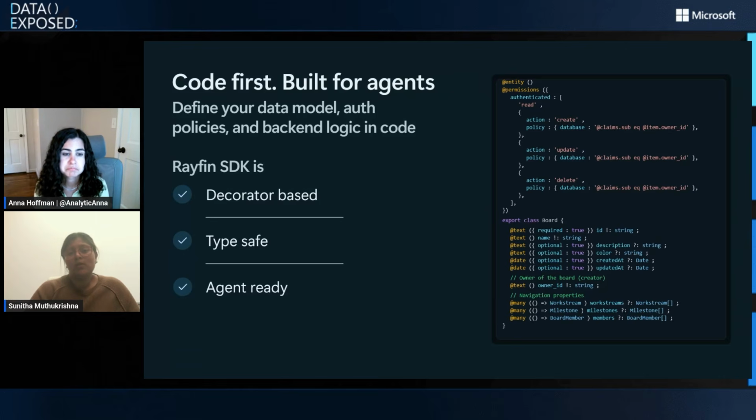We use a decorator model. The decorator model allows you to define an entity, which is your table. And we use TypeScript types. So this is type safe to be able to define what fields, what columns your entity should have.